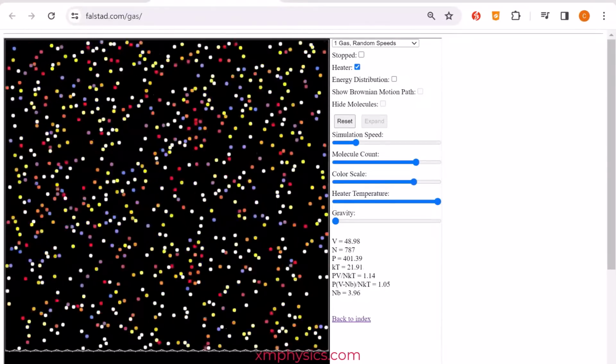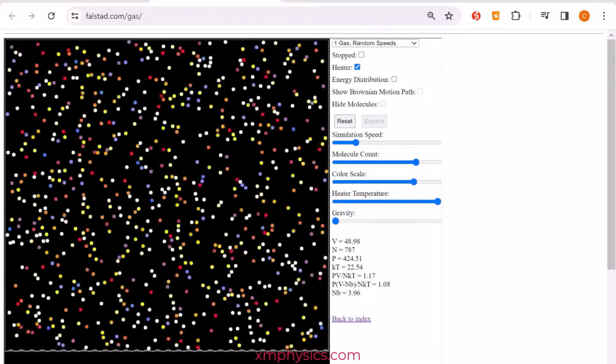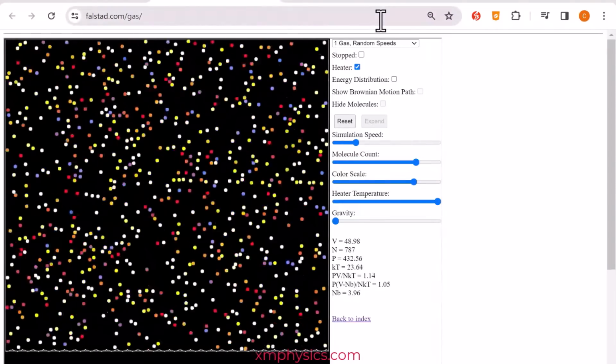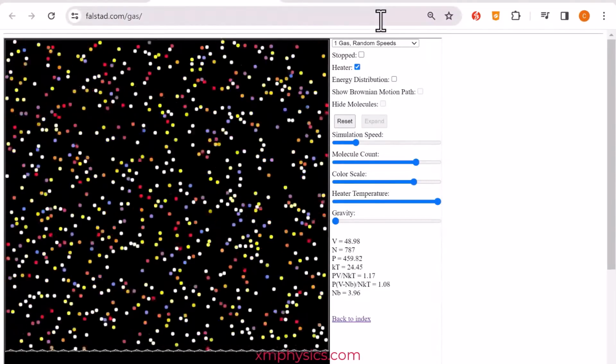Remember, the average KE of the gas particles is the temperature of the gas. And you can imagine the pressure exerted on the four walls is now higher because the collisions are more frequent and also the collisions are harder.